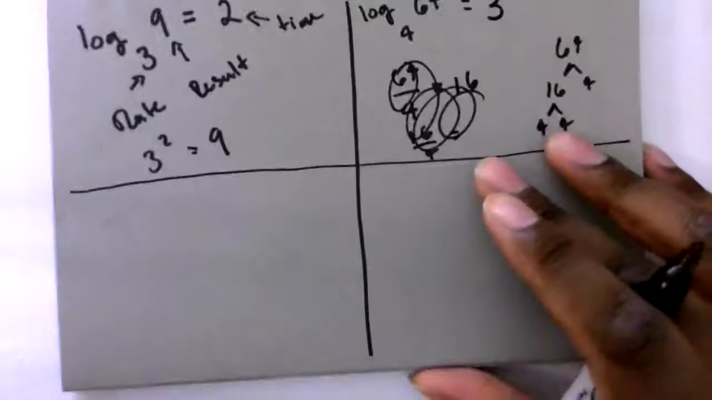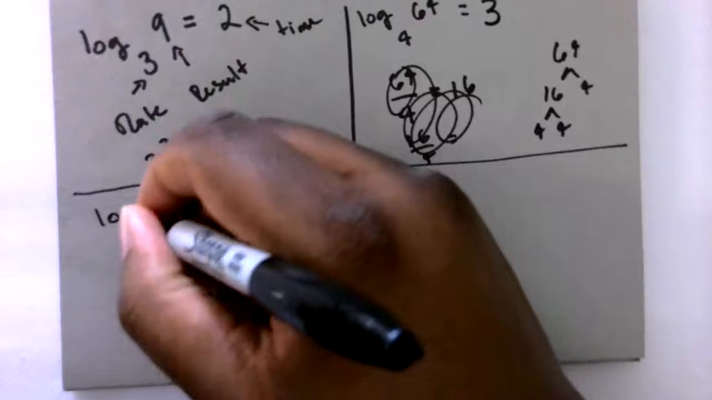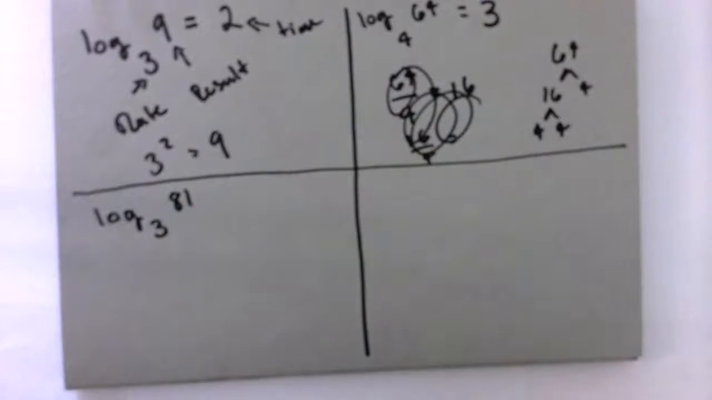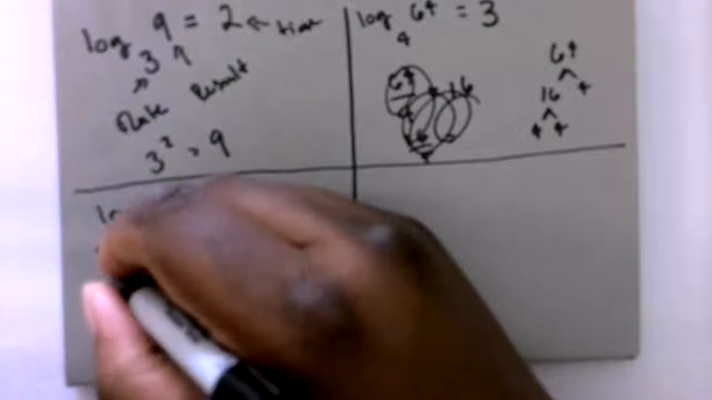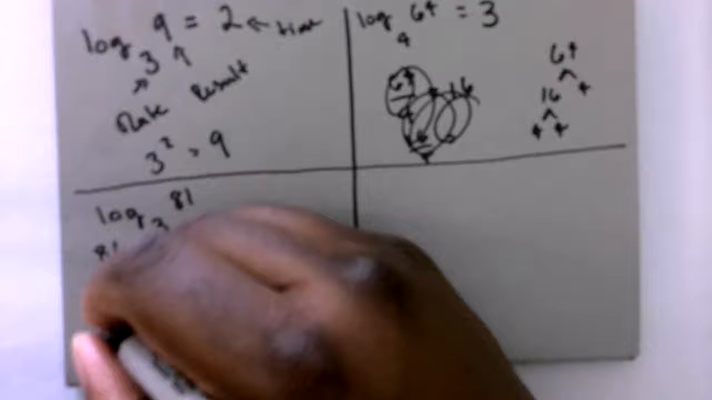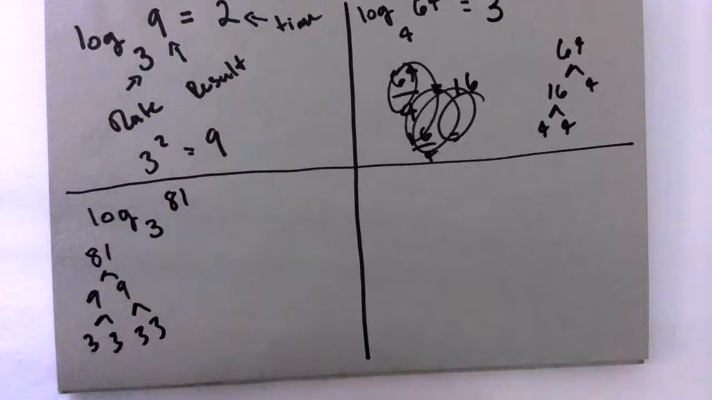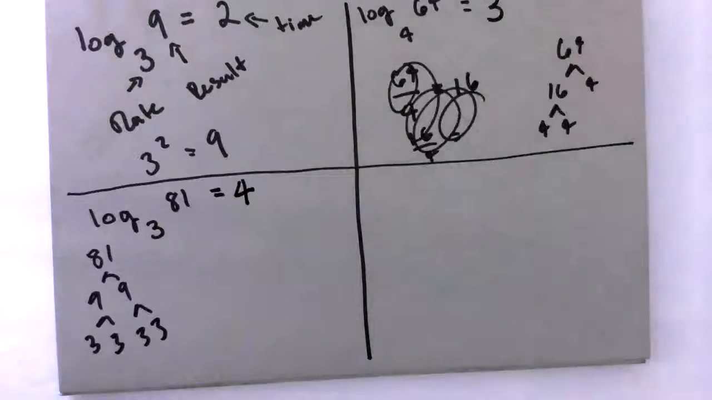All right, let's do another example of that. Log base 3 of 81. Well, you look at 81, break that into 9 and 9, break that into 3, 3, 3, and 3. How many 3s do I have? 4. So that's another way of thinking about it.